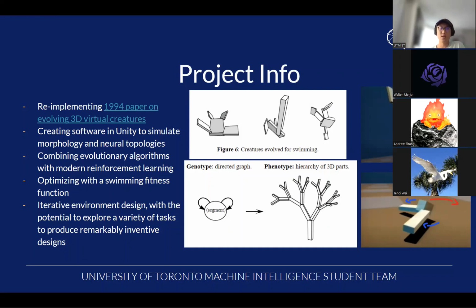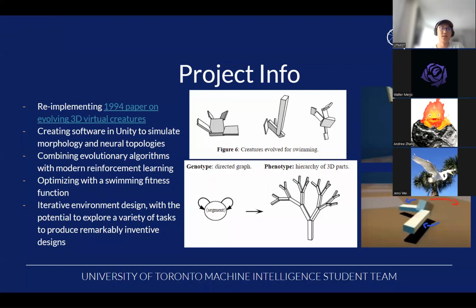But basically, in the coming year, there's going to be 2 big stages to this project. The first stage is to create the software in Unity to simulate the morphology and their topologies. I believe Andrew already has a Unity environment set up, and it's super interesting. You could actually see the little creatures swimming in the liquid environment, but you will be working a little bit more on that environment first. So that's the first stage.